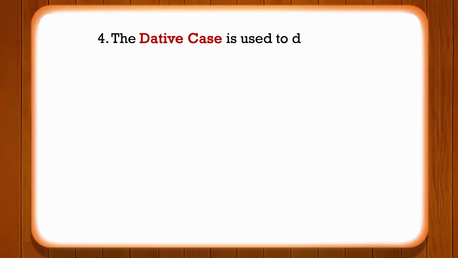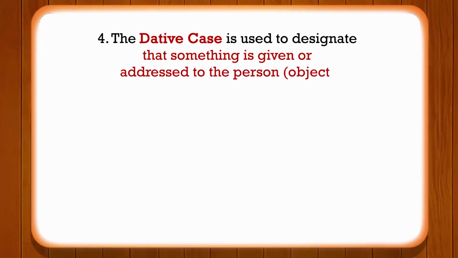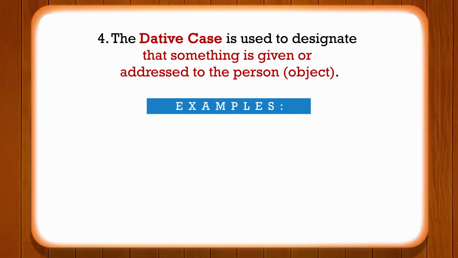Dative case or dachilny padyesh is used to designate something which is given or addressed to the person or object. How do we understand such case? Let's see some examples. Я иду к врачу. I am going to whom? I am going to the doctor. So vrach changes into vrachu. Suppose if you have in place of vrach any other noun like drug, я иду к другу. So drug changes into drugu.